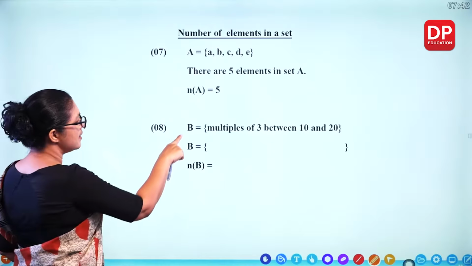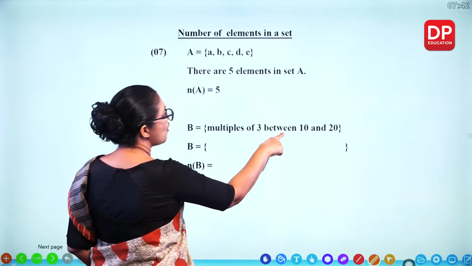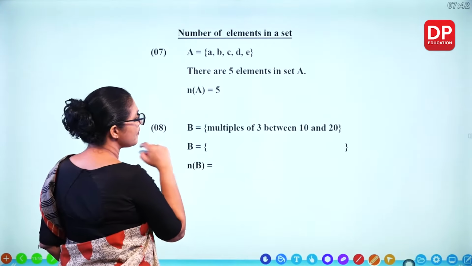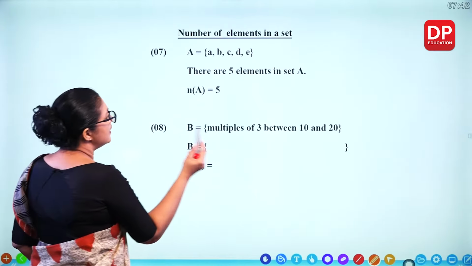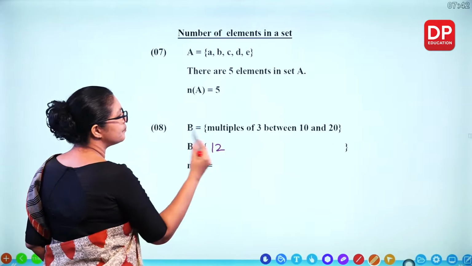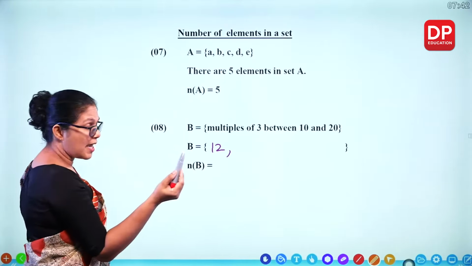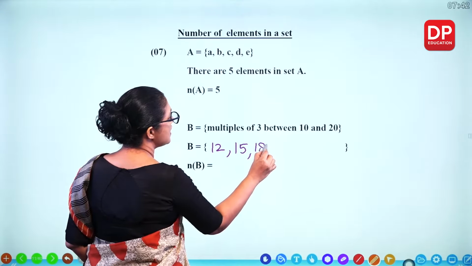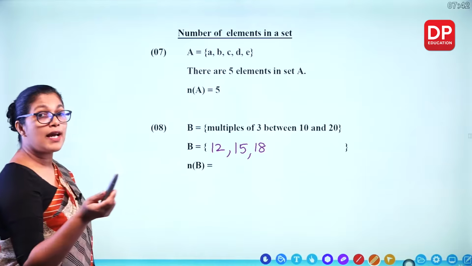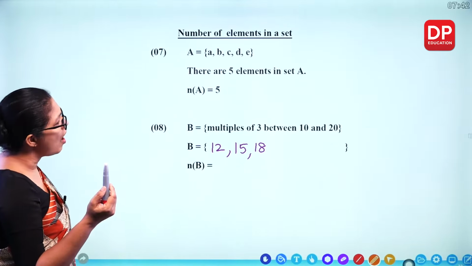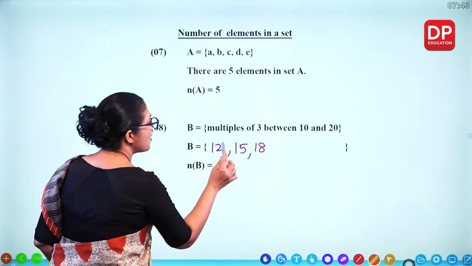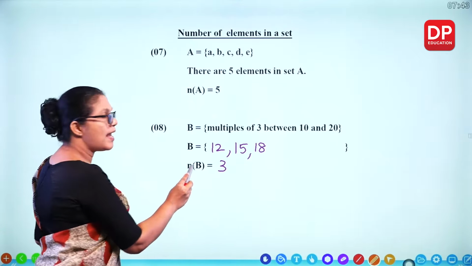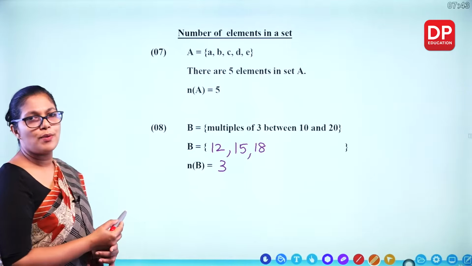Can you write down what are the multiples of 3 between 10 and 20? So I can write, what are the multiples? 12, 3 times 5, 15, 18, then you get 21, you can't write. So how many elements are there? 1, 2, 3. 3 elements in that set. So number of elements in set B is equal to 3.